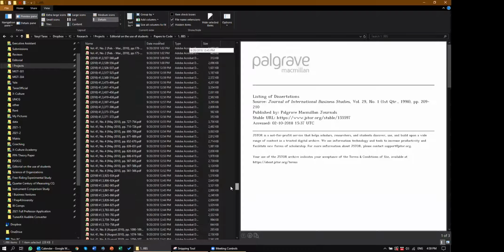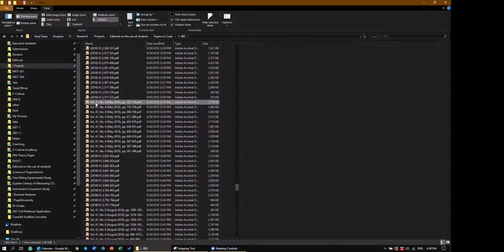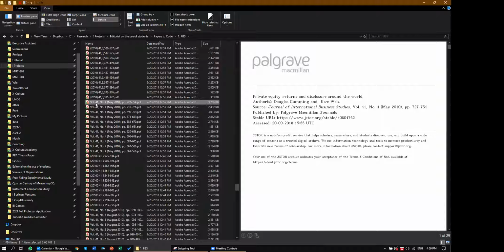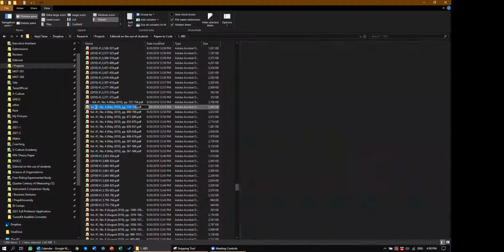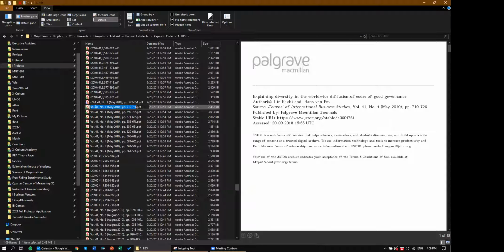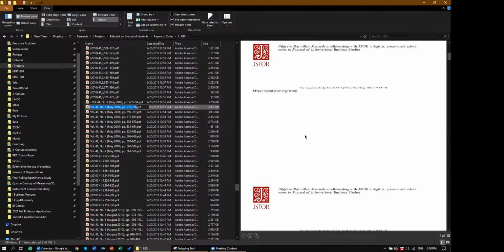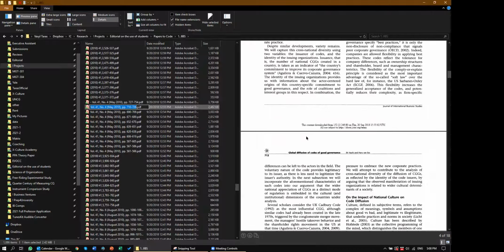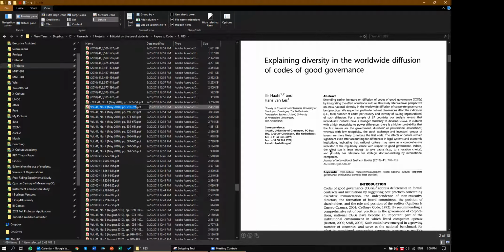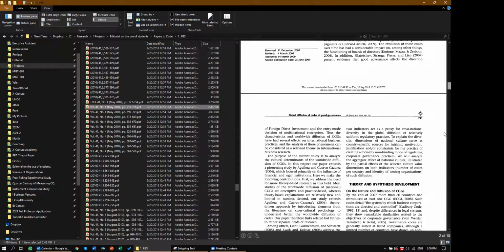And I bet if we go into JIBS, for example the more recent publications, there will be hardly any student samples there. Like for example, private equity returns. I mean, clearly that's not even people, that's company. So I'm not sure why they mentioned students. Then we go to this one, explaining diversity and the worldwide diffusion of good governance. We might want to take a look at it, but it seems like it's more about companies. Yeah, sample of 67 countries, so that's not people. So they study countries here.